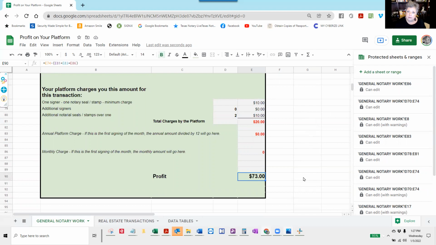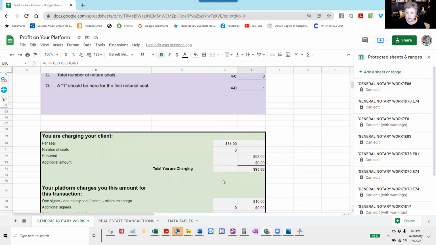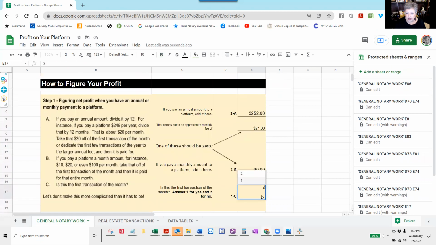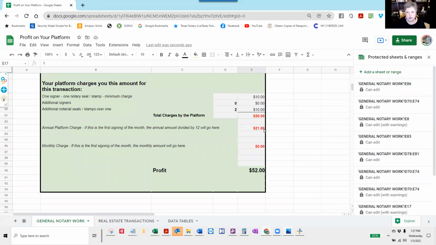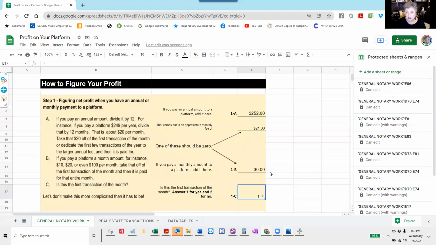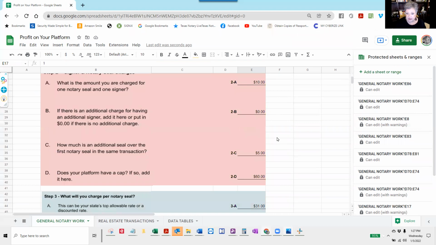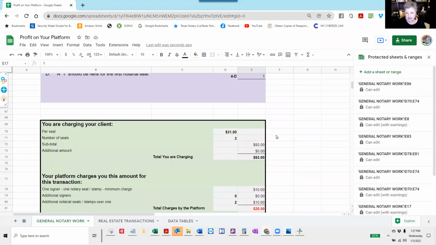In that case, my profit will be $73. Now, if this was at the first of the month and I put in a 1 here, hopefully my math will hold true. Yes, it did. Then I would charge myself the $21 there, and my profit on this would be $52. I really like general notary work as an online notary because, as you see, the Signix platform can actually, there's a lot of profit in it.